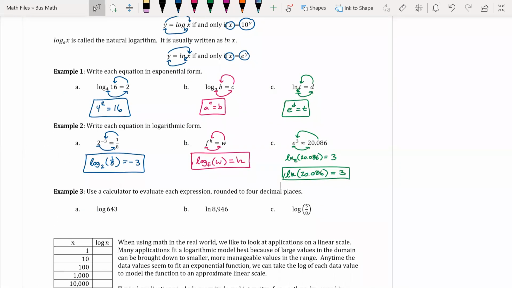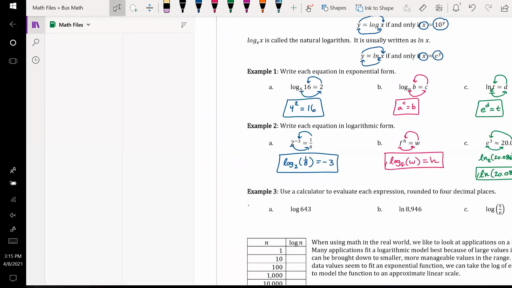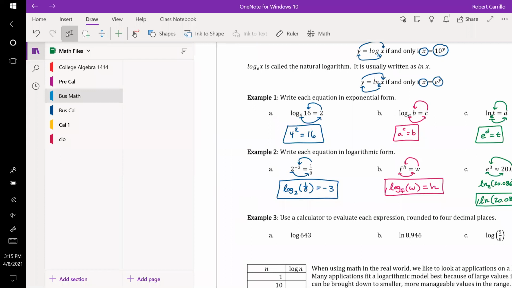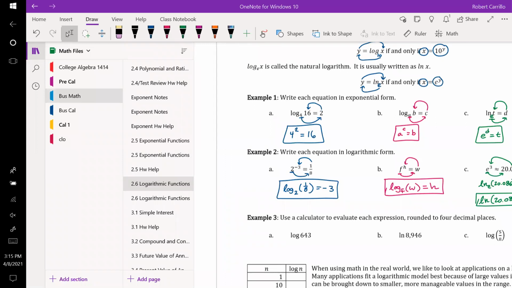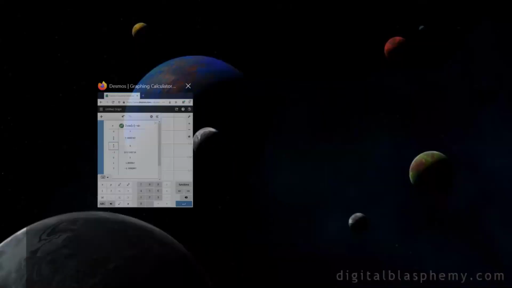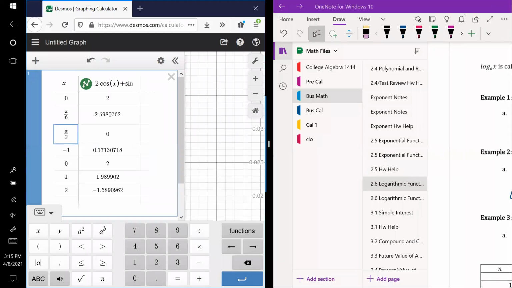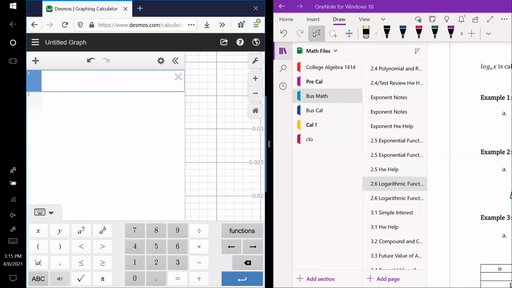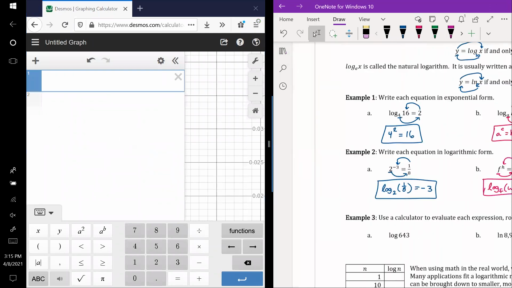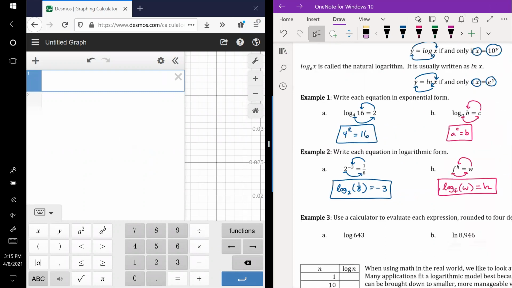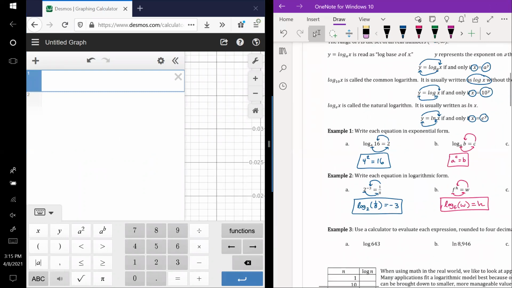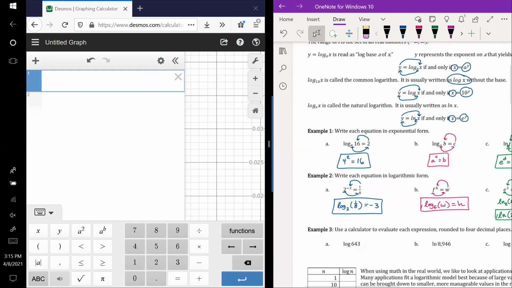Calculator time. Okay. So next up, we'll use the calculator. Let me hide this and then bring up Desmos. Perfect. All right. And example 3 just says use a calculator to evaluate the expressions and round to 4 decimal places.